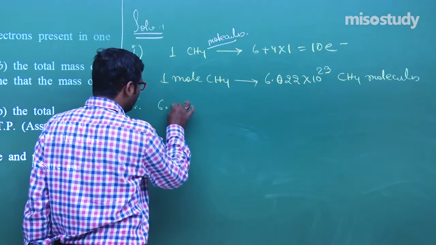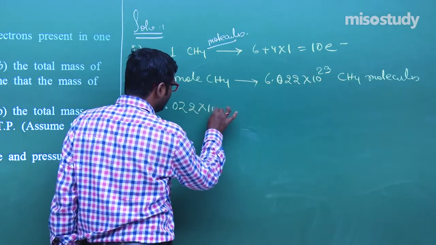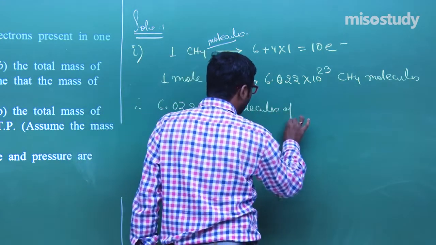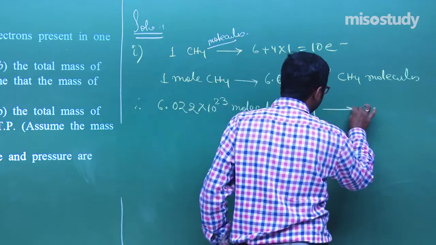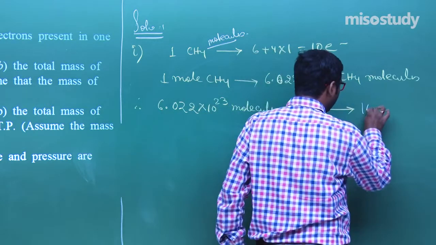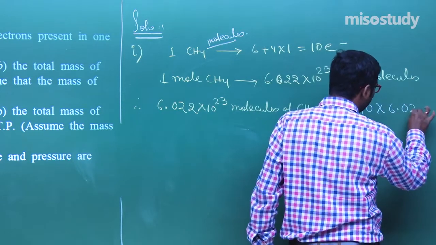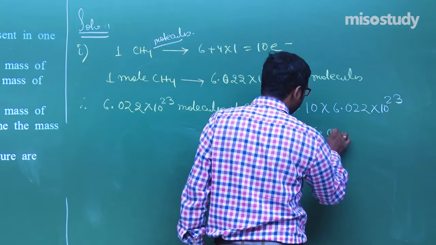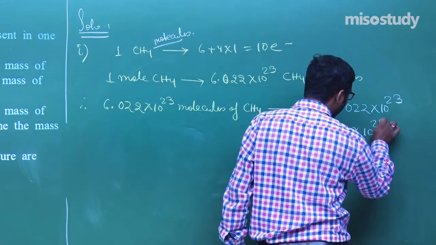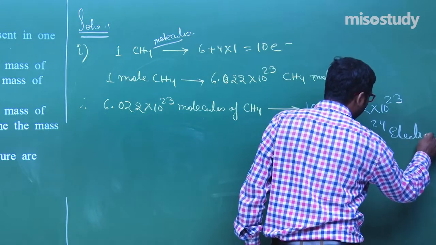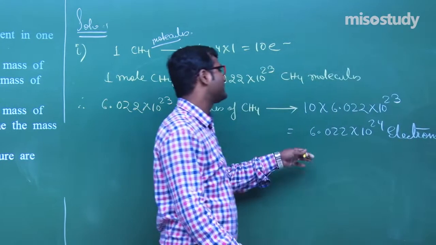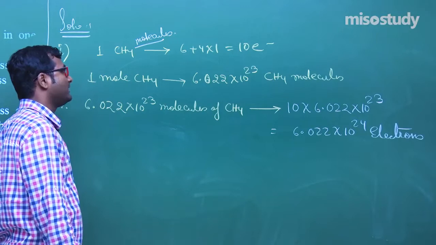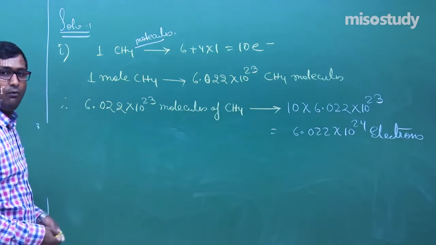Therefore, 6.022 into 10 to the power 23 molecules of CH4 will contain 10 multiplied by 6.022 into 10 to the power 23, which is equal to 6.022 into 10 to the power 24 electrons. Am I right? This is the answer. This is the first part of the question.